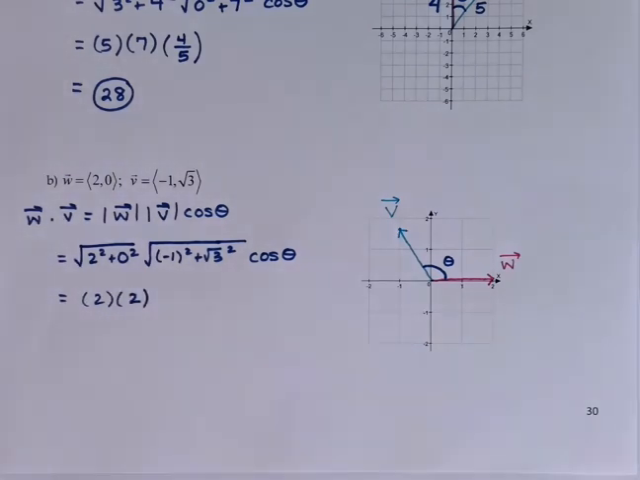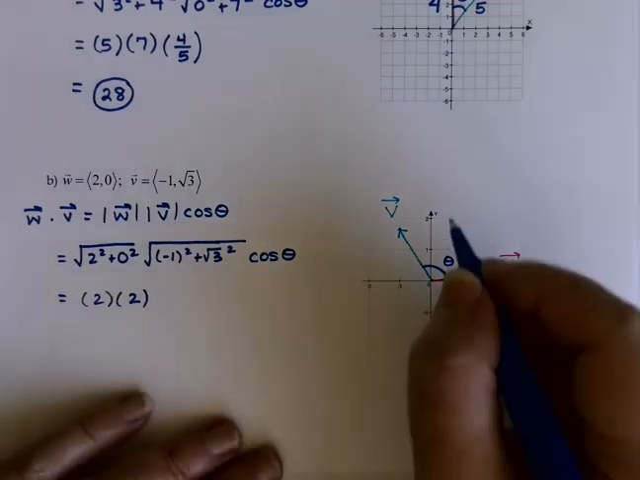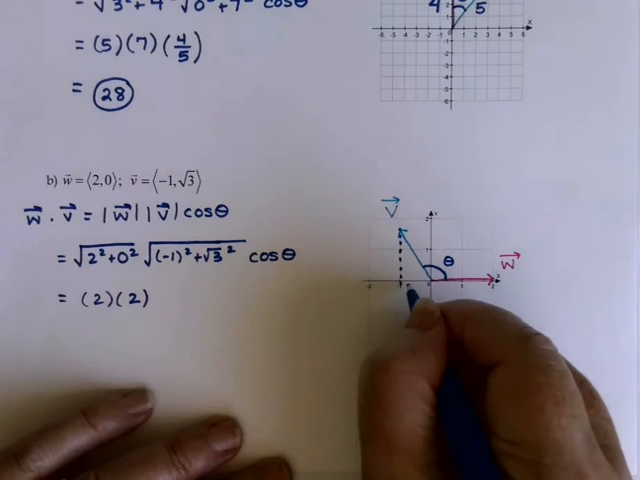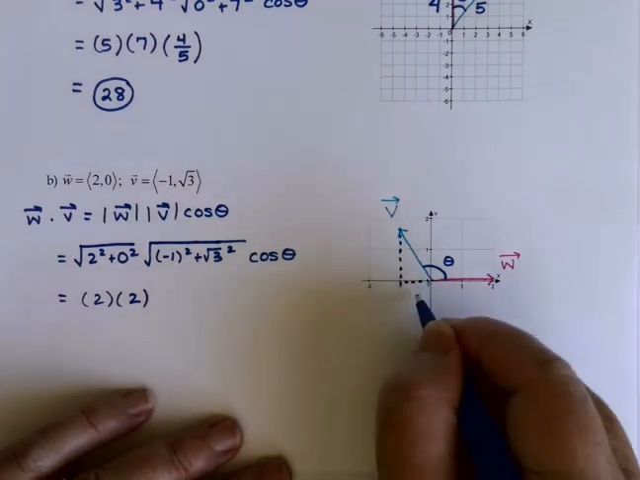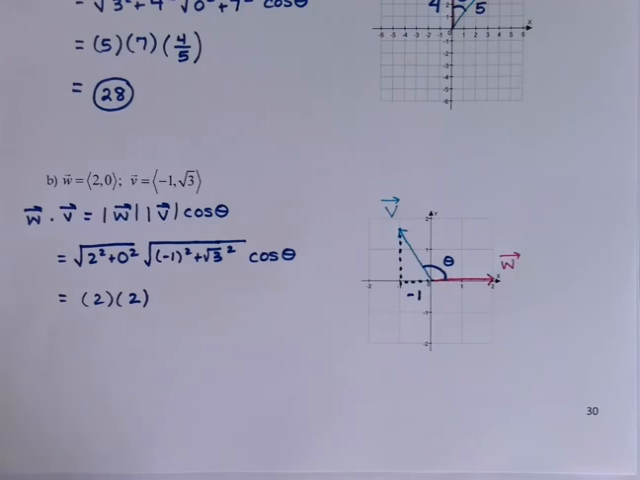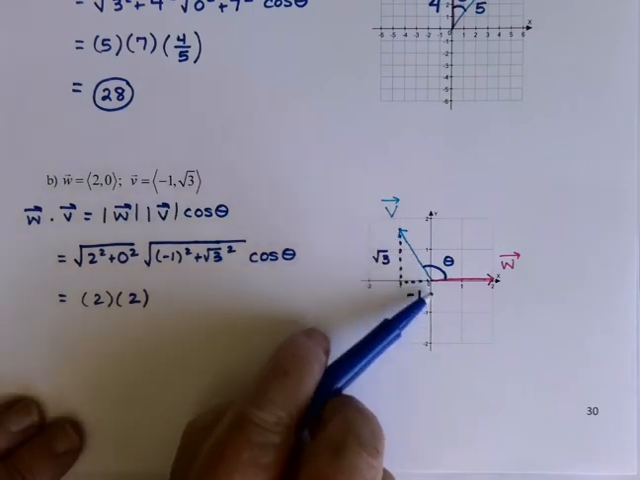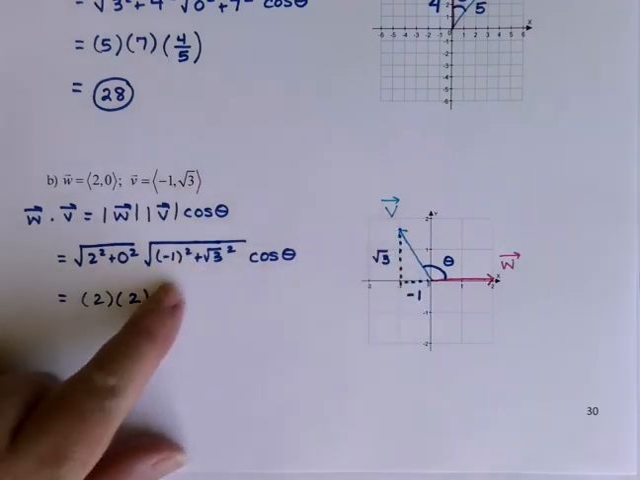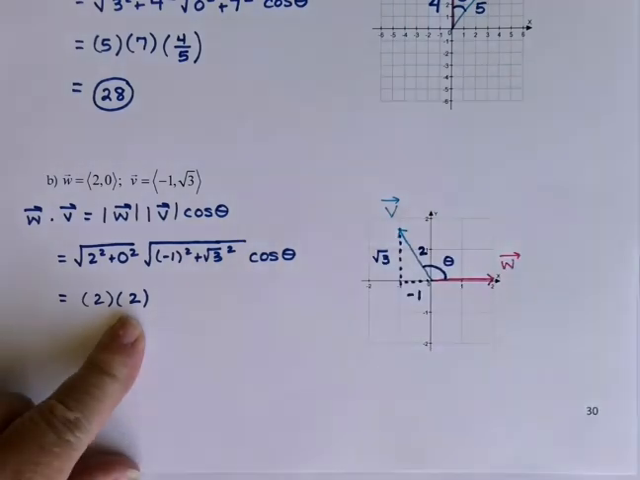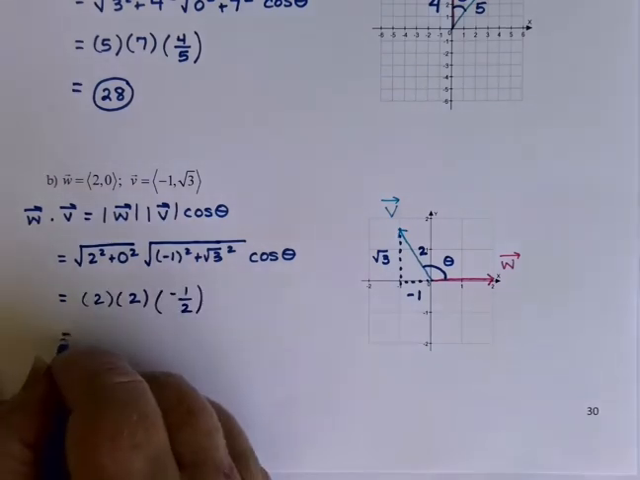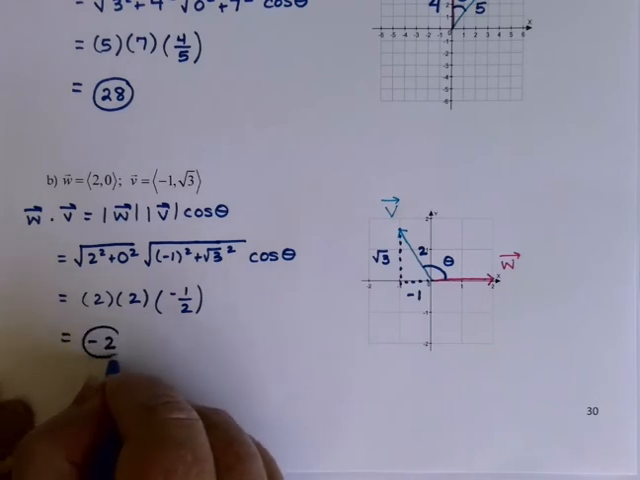And once again, I can figure out the cosine of theta simply by using this diagram. If I were to drop a perpendicular here down to the x-axis and form a little triangle, we would think of this side as a negative 1, just to get our signs correct. This was the square root of 3, and the magnitude of V is the hypotenuse. The magnitude of V was 2. And so adjacent over hypotenuse, negative 1/2 is going to be the cosine of theta. And multiplying those together, I'm going to get negative 2.